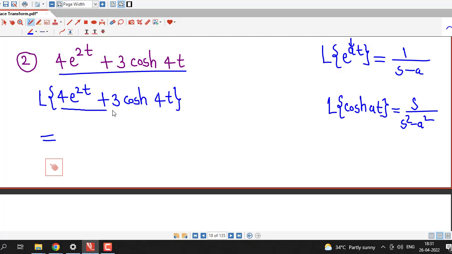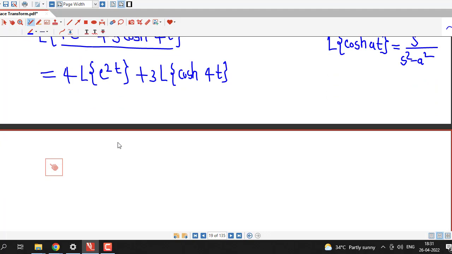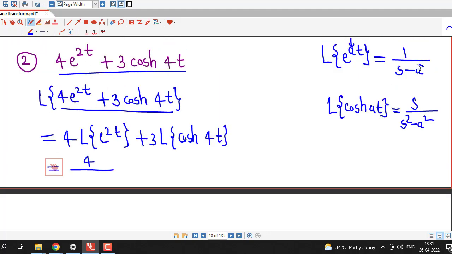Here this function is linear combination of e raised to 2t and cos hyperbolic 4t, and by linearity property this is equal to 4 times Laplace transform of e raised to 2t plus 3 times Laplace transform of cos hyperbolic 4t. And now using the formula of exponential function, we know that Laplace transform of e raised to at is 1 divided by s minus a. Here value of a is 2.